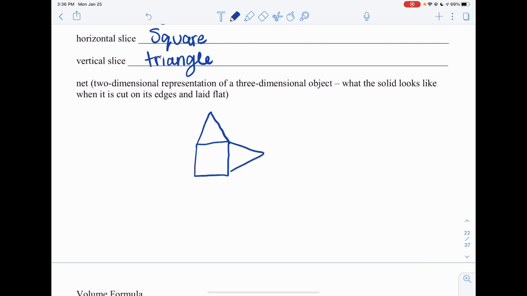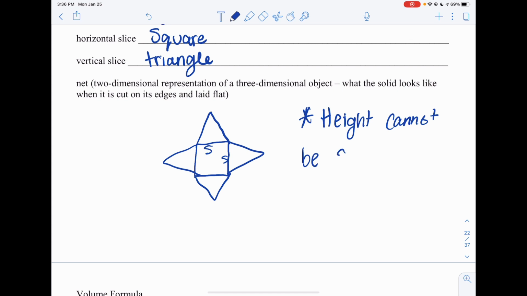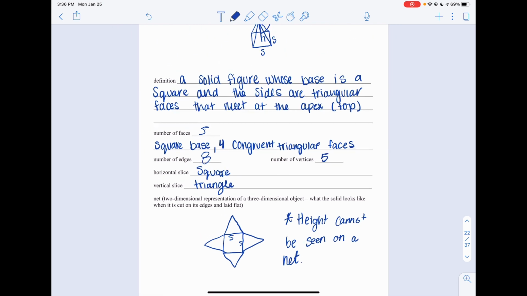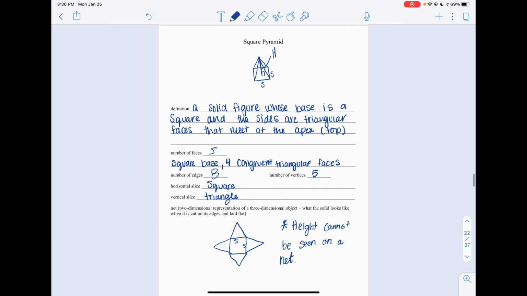The only thing that you can really represent are your sides, okay? So I have a side, and so on. And I'm going to put a side comment over here. Height cannot be seen on a net. Okay, so height cannot be seen on a net. And these are the attributes of my square pyramid.